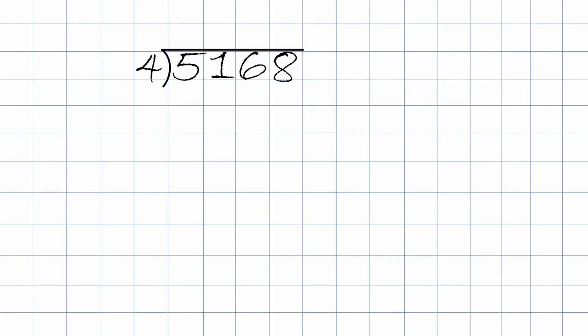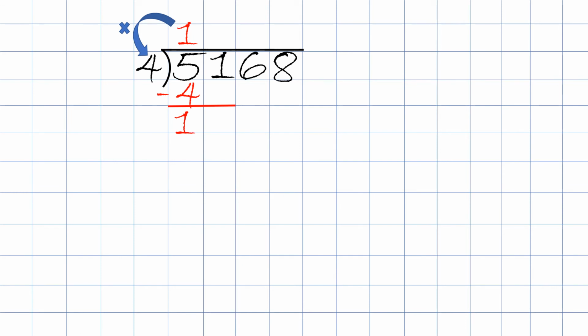So here we have a 4-digit dividend, 5,168, divided by the divisor, which is the number 4. And the first thing we do is 5 divided by 4. And we know that 4 goes into 5 once without going over. So we put the 1 on top over the 5. Then we take 1 times 4, which will be 4, and we write the 4 underneath the 5. We then take 5 minus 4, and the answer will be 1.